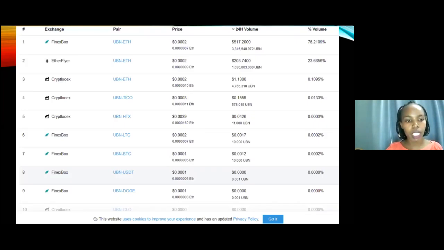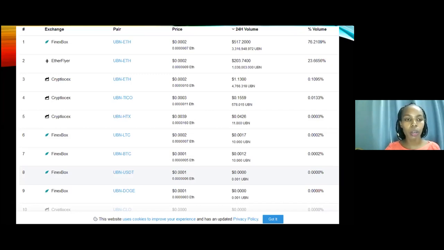This is what we have just gone through. These are the markets that Ubricoin has been listed on, and I would love you to explore all these markets and take advantage of them, because Ubricoin has been listed on a lot of markets. So explore all the markets. Do not rely on one market.